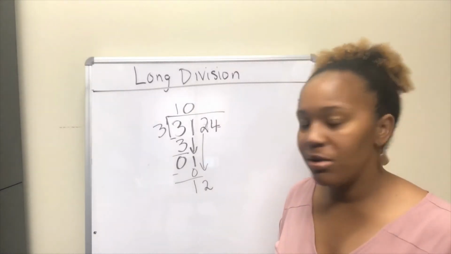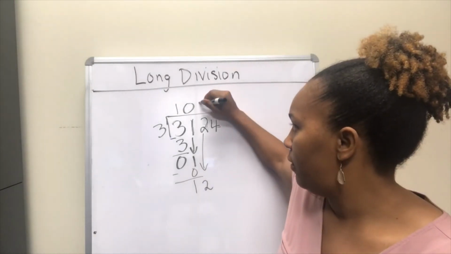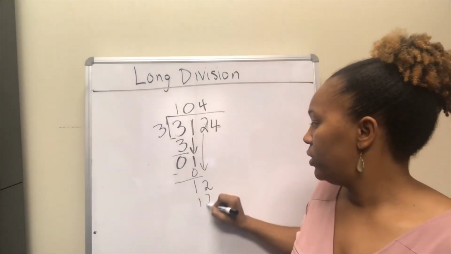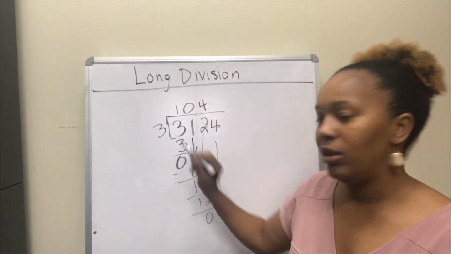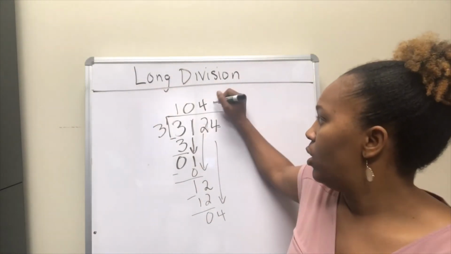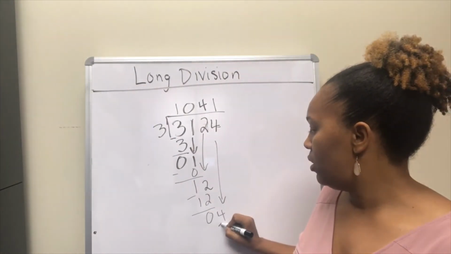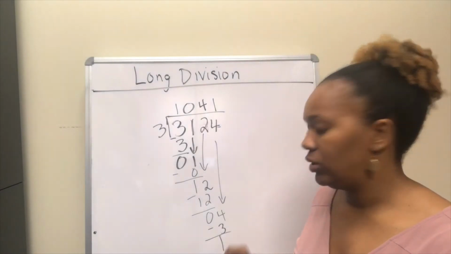How many times does 3 go into 12? 3 goes into 12 4 times. 3 times 4 is 12. That's 0. Drop down the 4, and then you will say 3 goes into 4 1 time. 3 times 1 is 3, subtract, and that's 1.